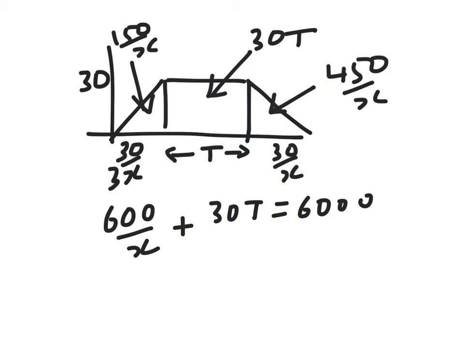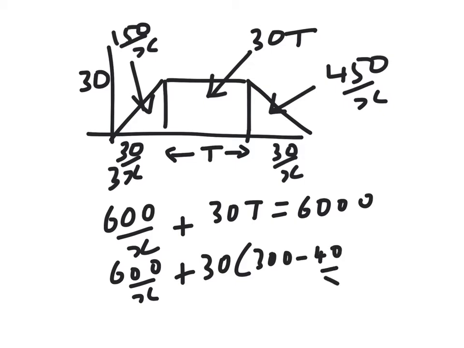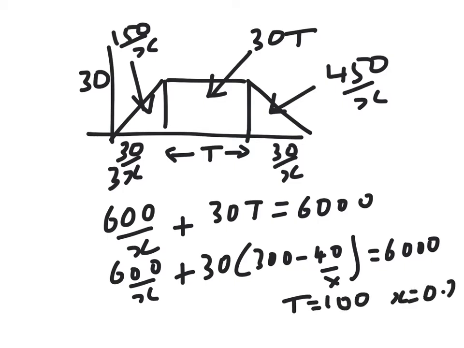But we also know that 40 over x plus t is 300. So let's write t is 300 minus 40 over x, and solve that equation. That works out to be t is 100 and x is 0.2. So now the distance it travels at constant velocity is 30 times t, so that's 30 times 100, that's 3,000.